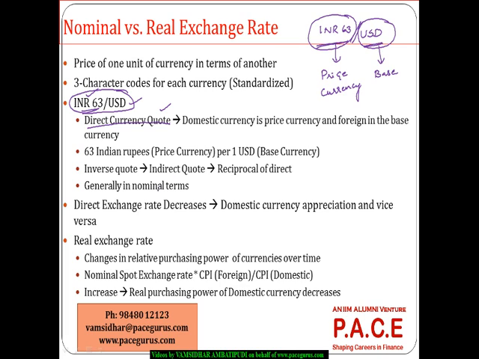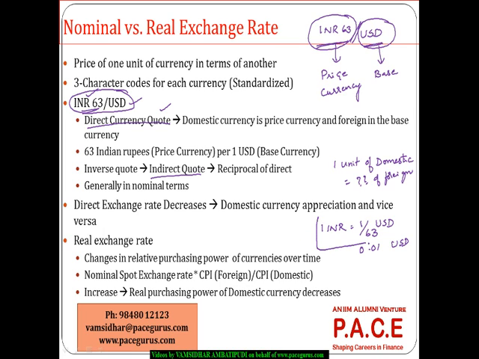But whenever I talk about the indirect quote, we talk about per 1 unit of domestic currency, how many units of foreign currency. So how do I get that? 63 Indian rupees per USD. If I have to talk about per 1 rupee how many USD, I am directly taking 1 by 63. So 1 by 63 USD is the value of 1 INR. This is the indirect quote. So 1 INR is equal to 0.01 something USD. This is coming out as the indirect quote.